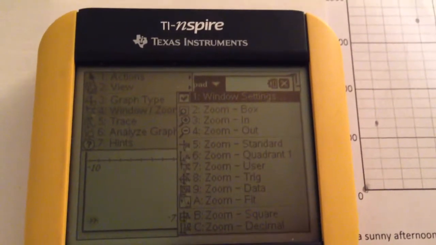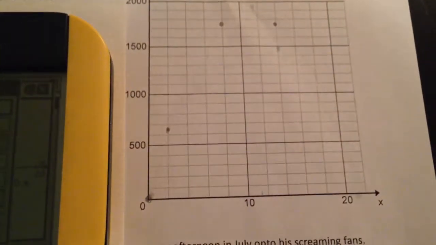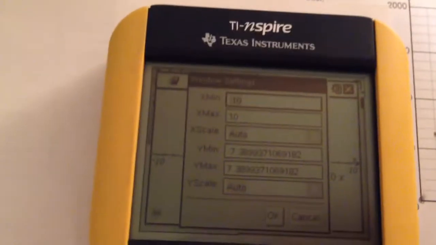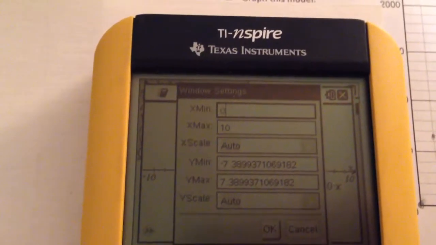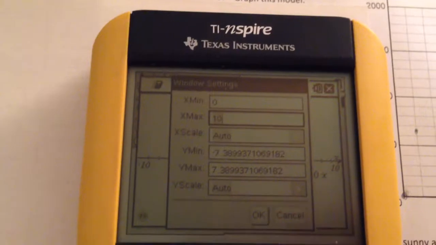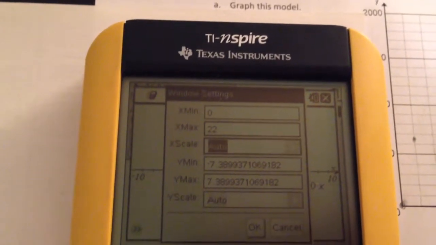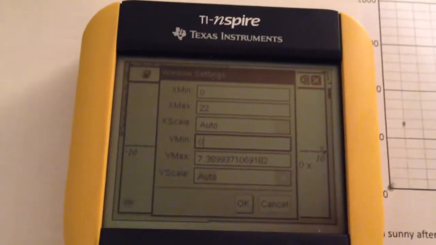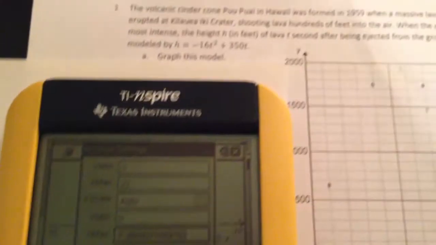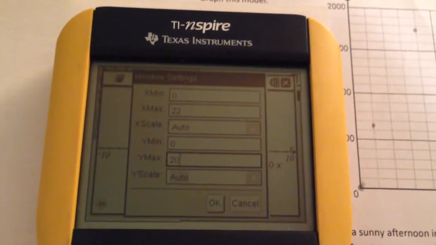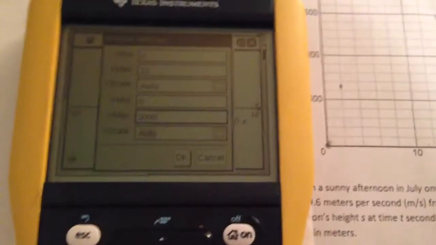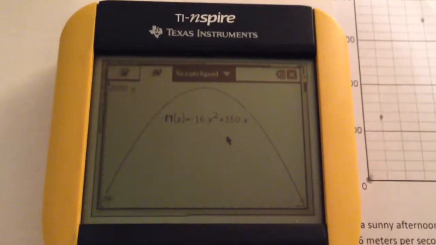window settings, and we can see from our graph that our x goes from 0 to 22, so our x minimum is 0, tab, x maximum 22, tab to our y minimum of 0, and tab to our y maximum of 2000. And either tab to OK or hit enter, and now you can see our graph.